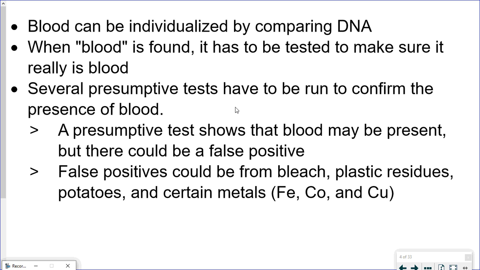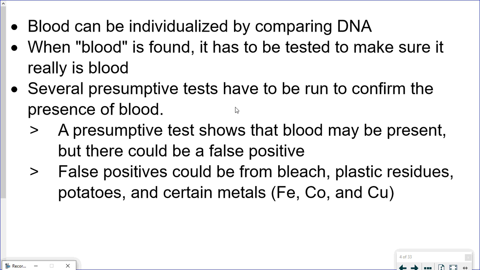The only time blood is going to be considered individual evidence is if we're actually looking at the DNA itself. So looking at the base pairs, things like that. Anything other than analyzing the actual DNA, looking at blood type, things like that are all class evidence. Whenever we're at a crime scene and we find what we believe is blood, we have to test it to make sure that it actually really is blood. Because there are some things that may look like blood, but not be blood. So we actually have to run several presumptive tests to confirm the presence of blood.